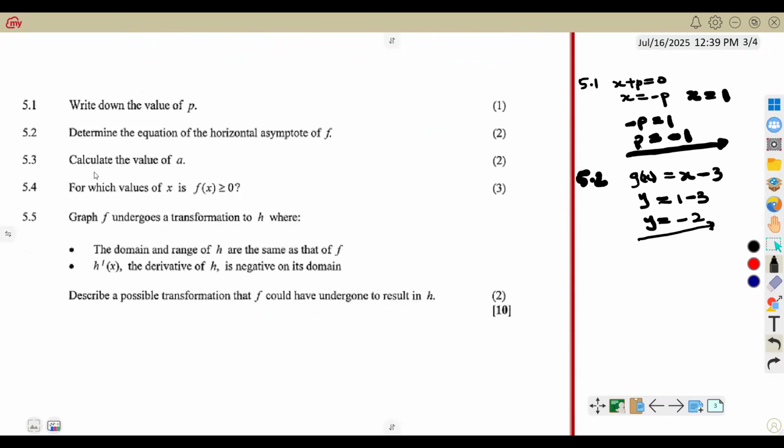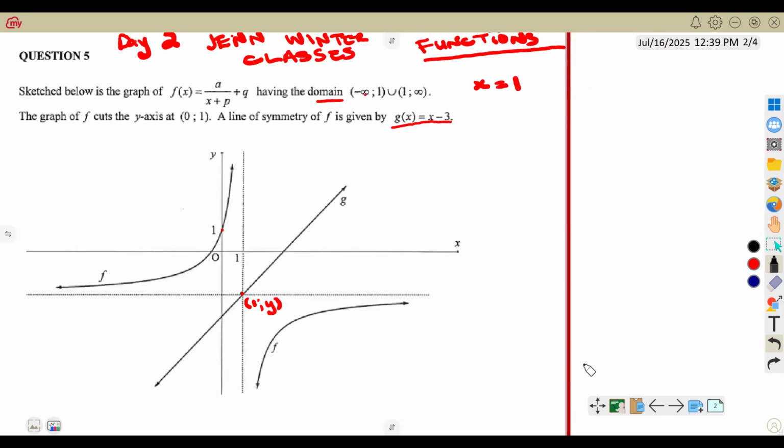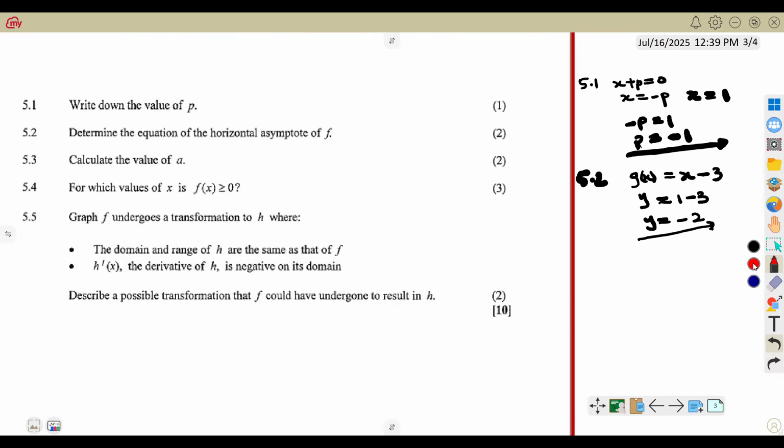Then we go to the third question. It's saying calculate the value of A. Then we go and check where we find the A. A is obtained here in the given equation. That's where we are having A. So we are going to copy that function. f(x) is equal to, you copy as it is. We are on question 5.3.